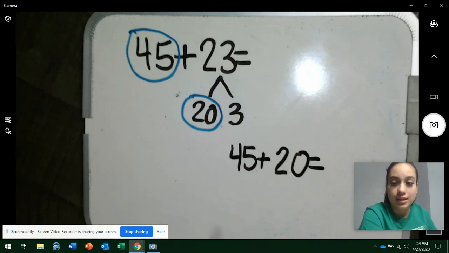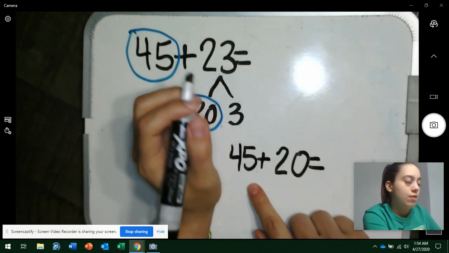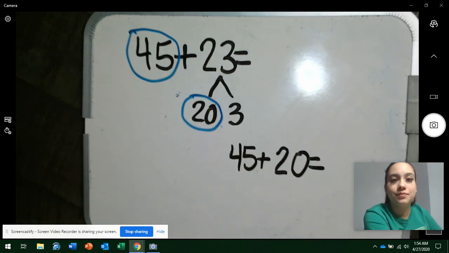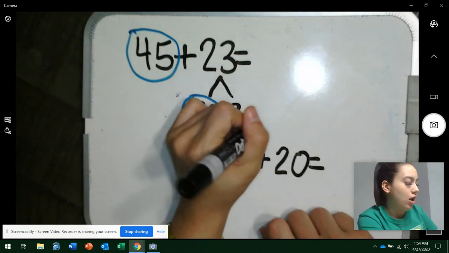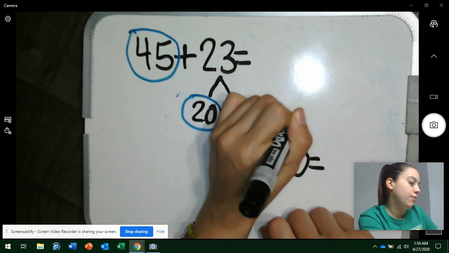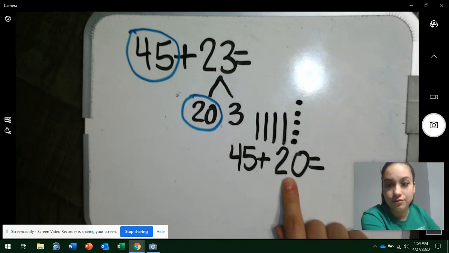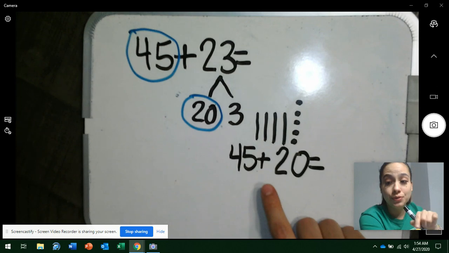Some of you may know the answer, but if you don't, let's draw a picture just to make sure that we're okay. So 45. How many tens and how many ones do we draw for 45? Get ready. Yes, 4 tens, 5 ones. So let's draw 1, 2, 3, 4. 1, 2, 3, 4, 5 ones. And how many are we adding to 45? Get ready. Yes, 20, which is how many tens, boys and girls? Get ready. Yes, 2 tens.